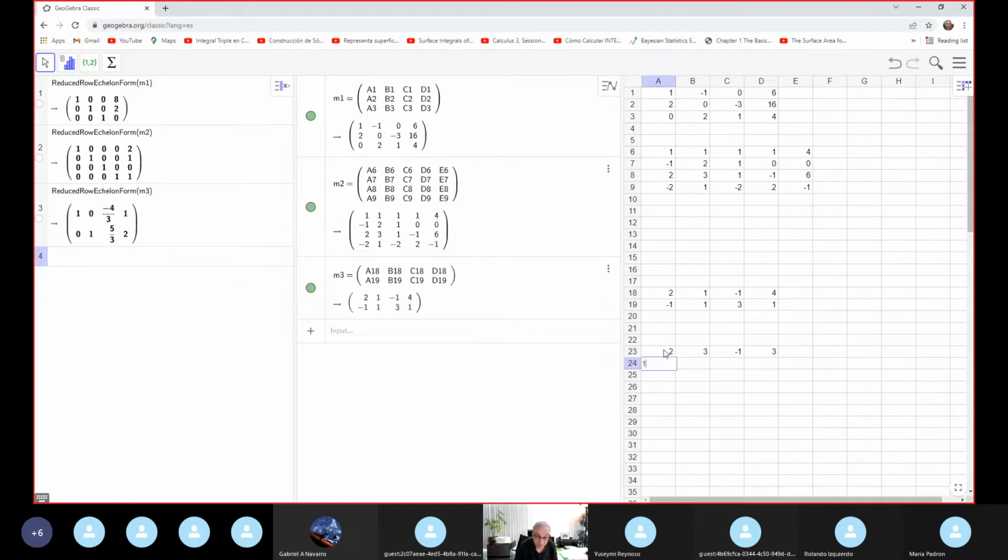1, tab. -1, tab. -1 again, tab. And 0. -1, +1, +1 again. And 0. Oh, I pressed tab, not enter. Don't change the row. The last is 1, 1, 3.